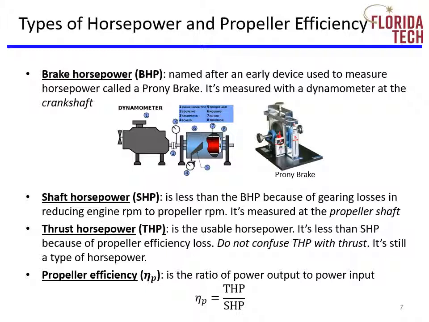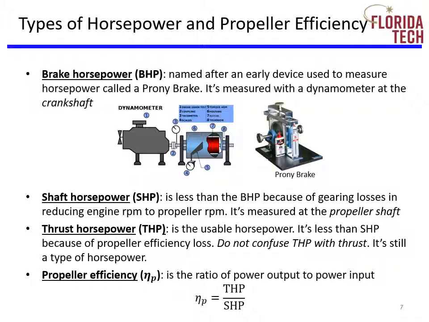Unfortunately, there's not just one type of horsepower. Students often get confused when working with the different types of horsepower, so we'll define each one now. The first is brake horsepower. It was named after an early device used to measure horsepower called a prony brake. It's measured with a dynamometer at the crankshaft. The next one is shaft horsepower. This will be less than brake horsepower because of gearing losses in reducing engine RPM to propeller RPM, and it's measured at the propeller shaft.